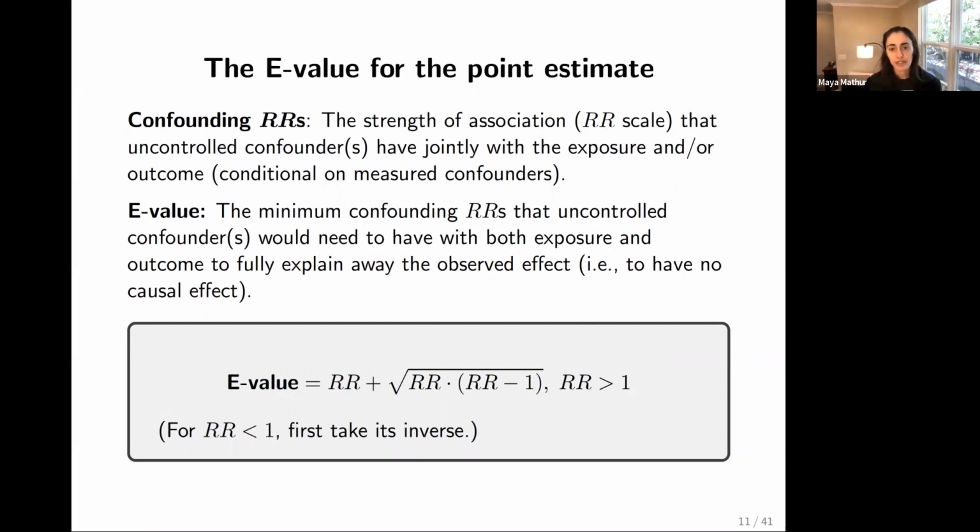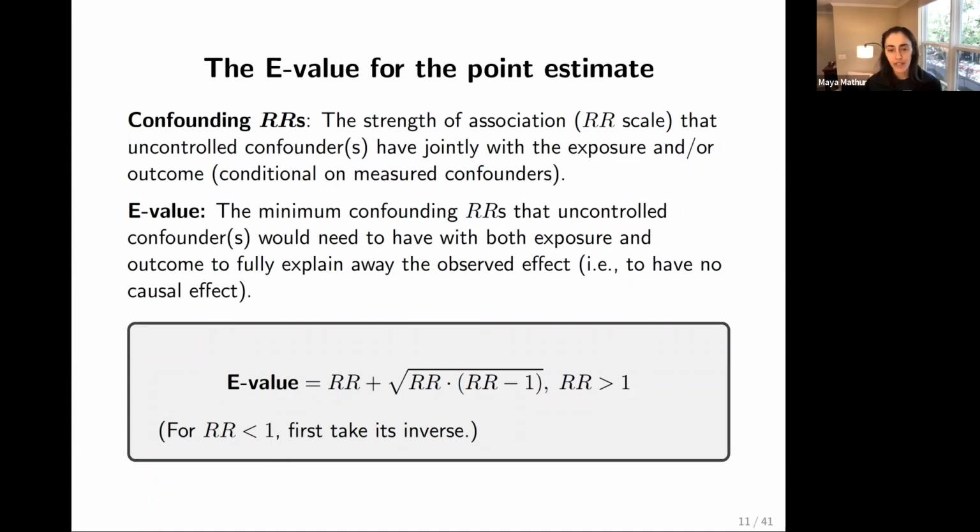So the E-value is then the minimum confounding risk ratios that uncontrolled confounders would need to have with both the exposure and the outcome, so joint association, in order to fully explain away the observed effect, meaning that there is actually no causal effect and all of it is spurious due to uncontrolled confounding.